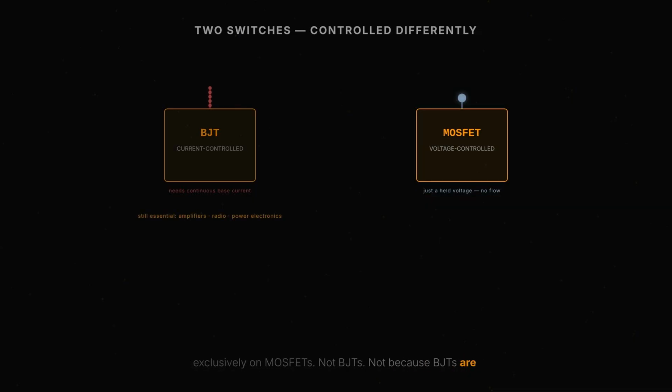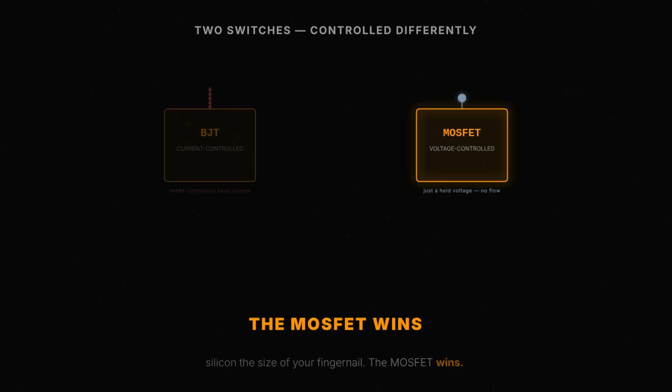Not because BJTs are worse, they're still essential in amplifiers, in radio circuits, in power electronics, but for packing billions of switches onto one piece of silicon the size of your fingernail, the MOSFET wins. Voltage control, near zero standing current, and a structure that shrinks beautifully as manufacturing gets more precise.